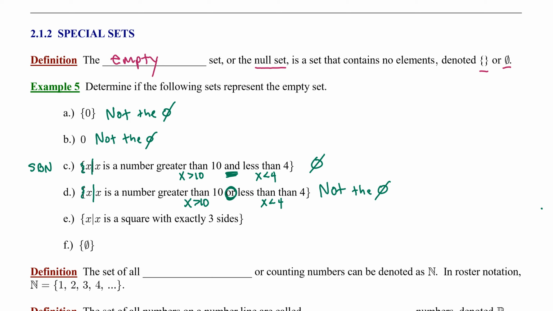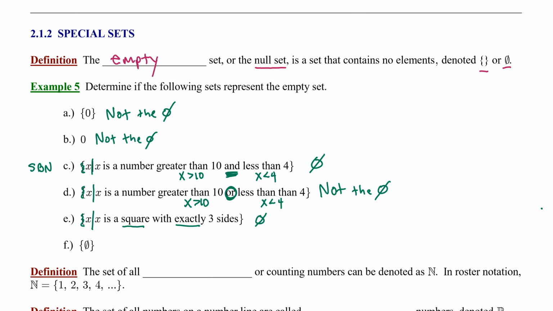Another example of a set given in set builder notation is example E. We read the set of all x such that x is a square with exactly 3 sides. Now, we know that the definition of a square is a polygon with 4 equal sides and 4 right angles. It is not possible that a square has exactly 3 sides. Therefore, we are dealing with the empty set. You may have solved an equation in a math class before and figured out that there was no solution for that equation. In that case, we would say the solution set is the empty set.